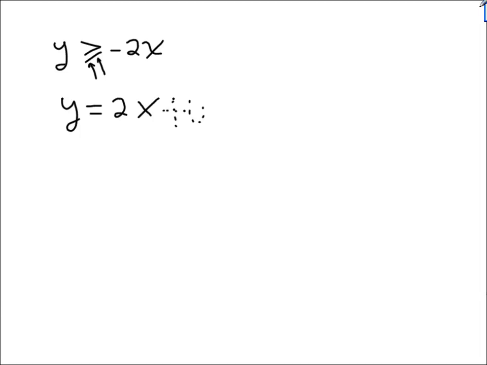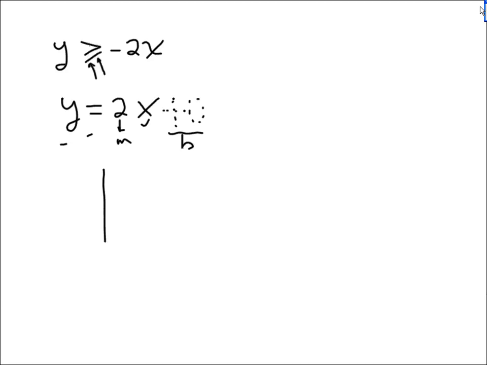Suppose you wanted to graph y is greater than or equal to 2x. So first you graph y equals 2x. And since it does say equal, it would be a solid line. Now, there's a couple of ways of doing this. You can realize that we're adding 0. So y equals mx plus b, m is 2, b is 0.